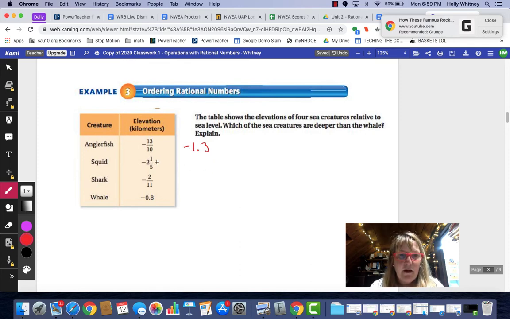Negative 2 1/5, I can convert the 1/5 to 2/10. If I multiply the 1 by 2 and the 5 by 2, I end up with 2/10. So I end up with negative 2 2/10. Again, converting back and forth, if you say your fractions and your decimals correctly, is trivial. I'm going to skip this guy for a second. And this is already in decimal form. So 2/11, that's the only one I have to do some hard math for.